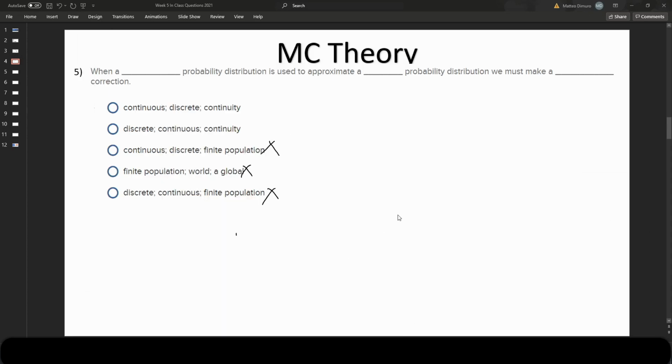So it's going to be this answer here. So discrete, continuous, we make the continuity correction. That's that whole x plus or minus 0.5 thing from the notes.